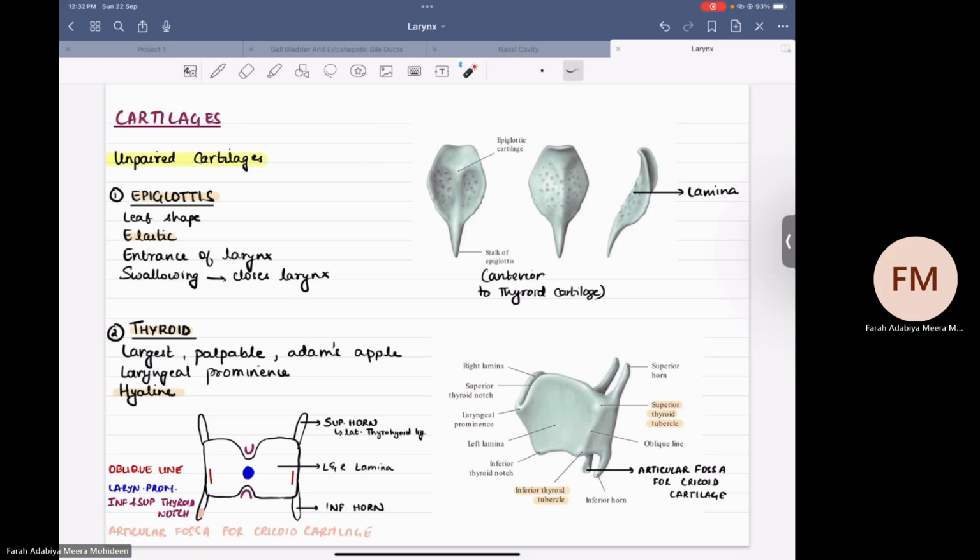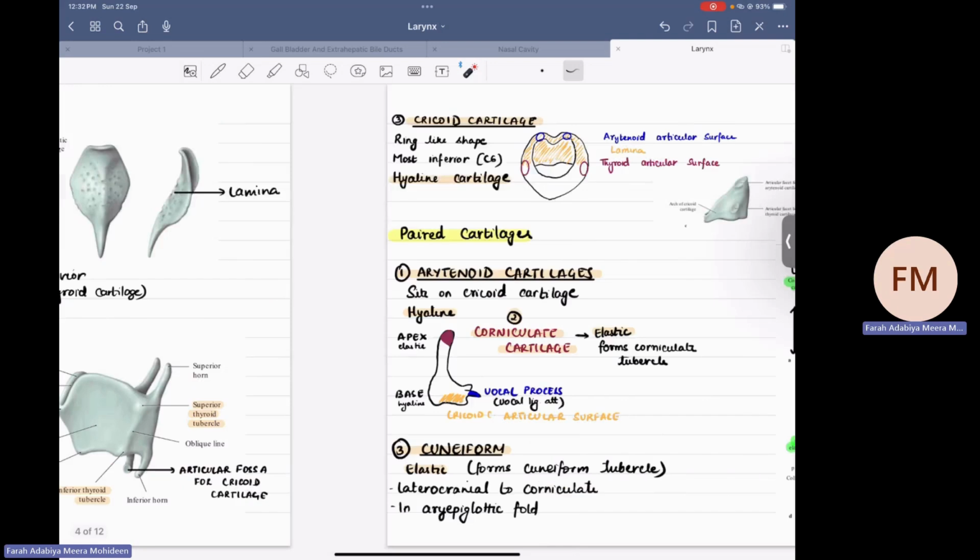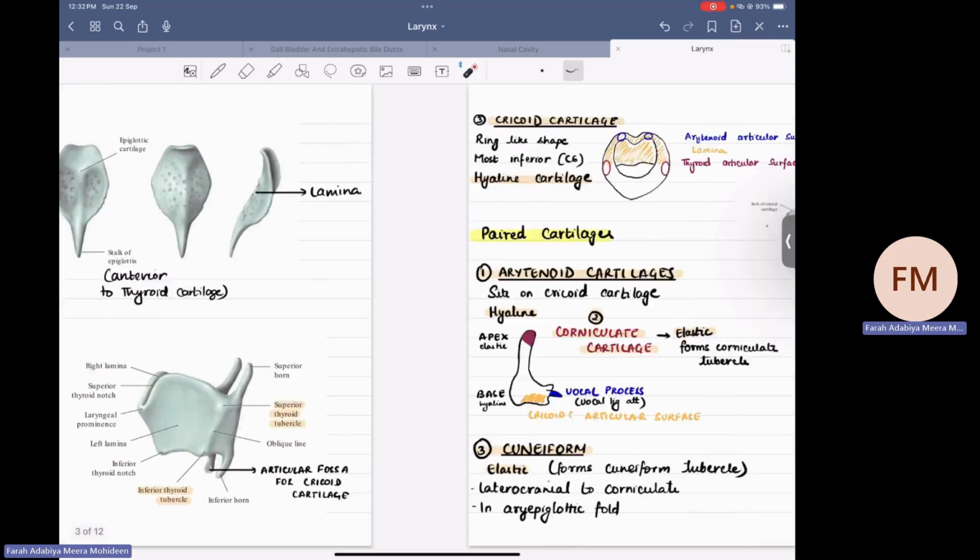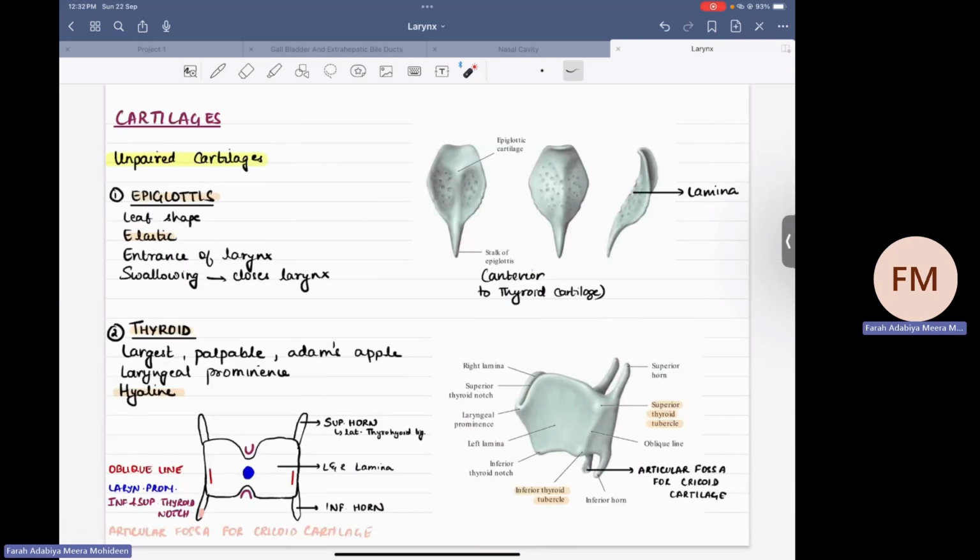Now, cartilages of your larynx, there are two things that you'll have to talk about. There are unpaired cartilages and then there are paired cartilages. In your unpaired cartilages, you have epiglottis, thyroid, and your cricoid cartilage. So there are three unpaired cartilages. First is your epiglottis. It is leaf-shaped and it is made up of elastic cartilage. It is important to know which of these cartilages are elastic and hyaline. So this epiglottis is elastic.